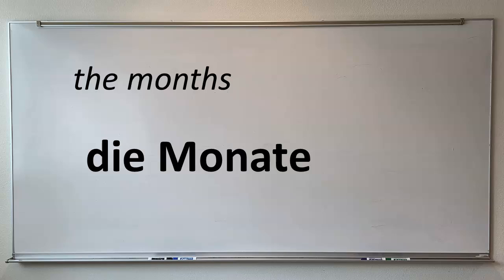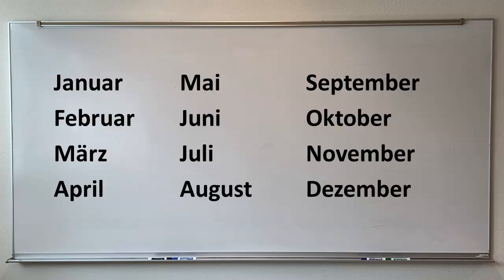Okay, so now on to the months. So we need to know the months to be able to express the date. You need to put the months together with the ordinal number. So let's quickly look at the months, and then we'll put them all together with some examples. And then you'll be able to express the date in German.